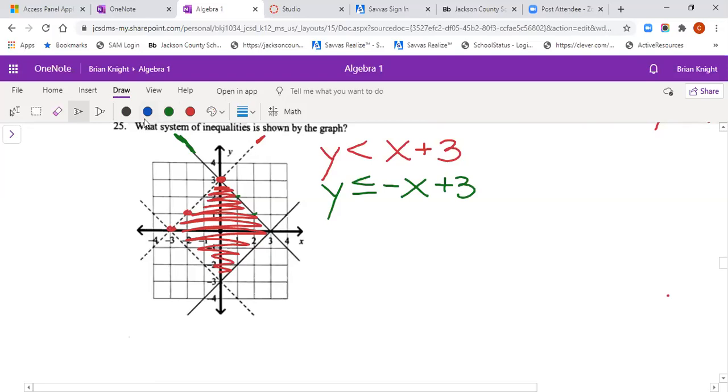I'm running out of colors. Blue, we'll let this one be the blue one right here. So y is this one is going to be shaded where? Above it, so it's greater than.